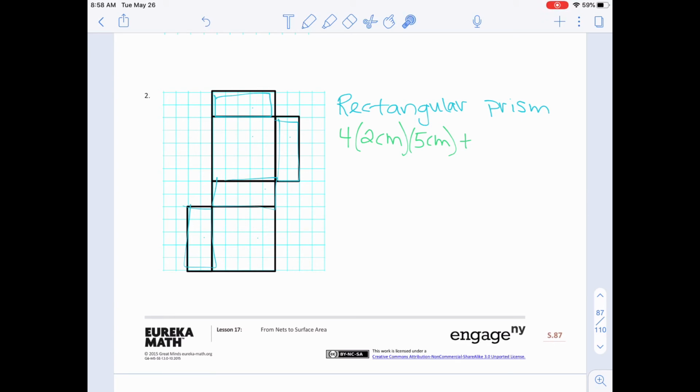And now I have 2 squares that are 1, 2, 3, 4, 5 by 1, 2, 3, 4, 5. So there are 2 of them, so I multiply them by 2. And then they're 5 centimeters times 5 centimeters. Now I just multiply all this together. 4 times 2 is 8. 8 times 5 is 40. 2 times 5 is 10. 10 times 5 is 50.